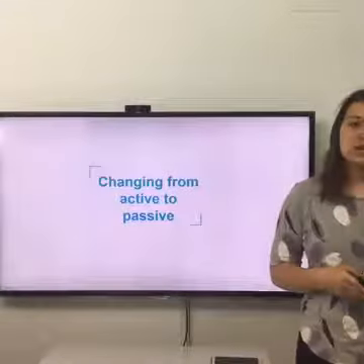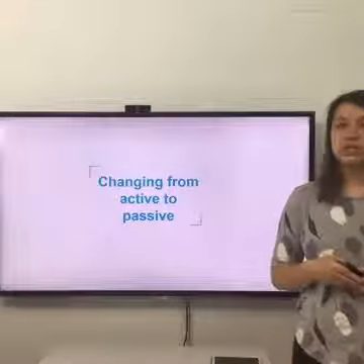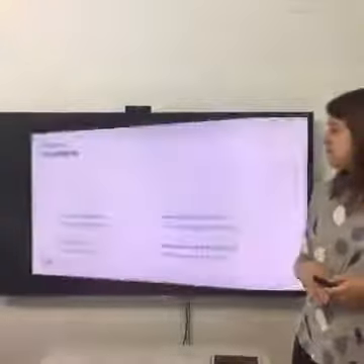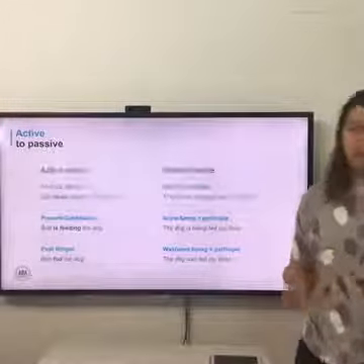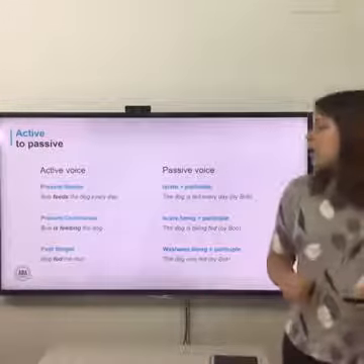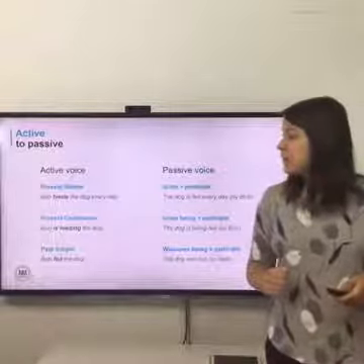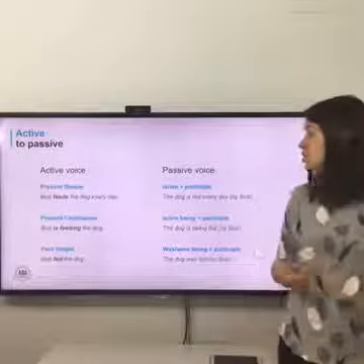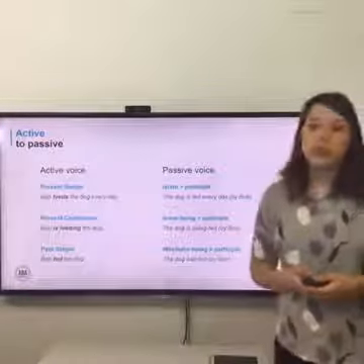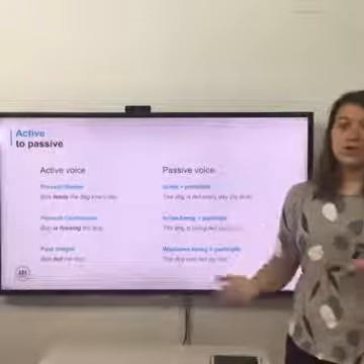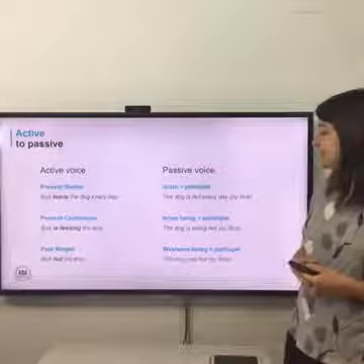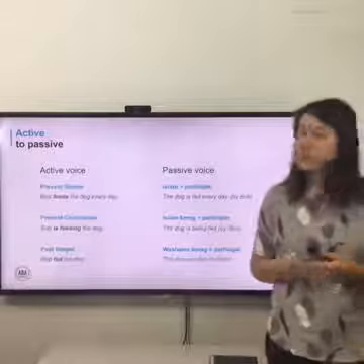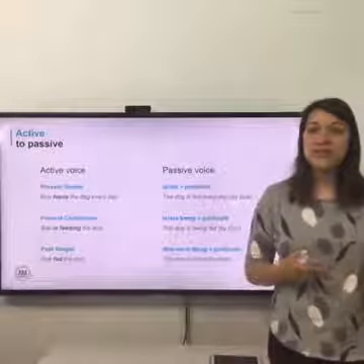Okay, now let's look at some more specific examples of how to change from the active to the passive depending on the verb tense. We'll start with the present simple. So, the sentence is, in the active voice, Bob feeds the dog every day. To change to the passive, we take the verb to be in the present, so is or are. In this case, it's is plus the participle.